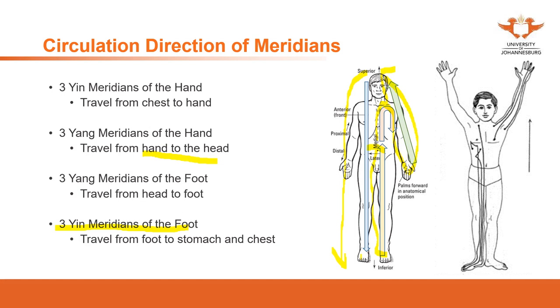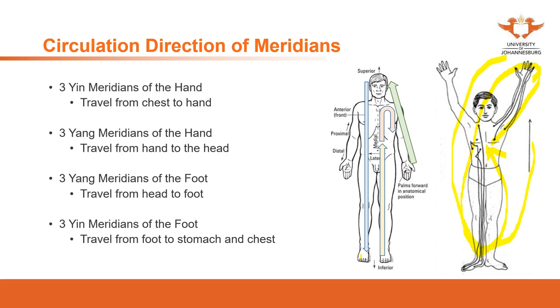So sometimes you will be confused about the direction of the meridian, why they curve to the hand. That's because you put your hand down. When you put your hand up, you will see the flow from the chest to the hand, from the hand to the head, from the head to the foot, from the foot back to the chest. You see actually the circulation is one circle. That's how the circulation in the meridians travels, and they actually repeat quite a few times.